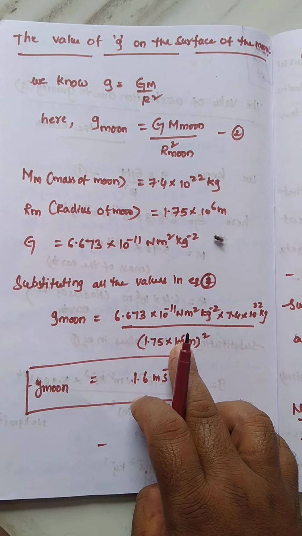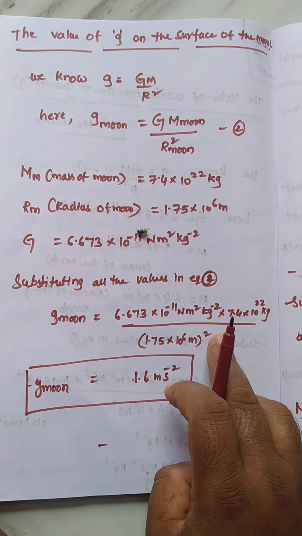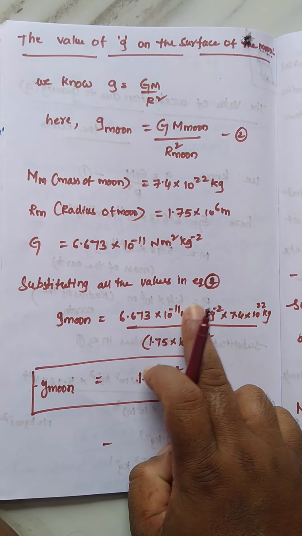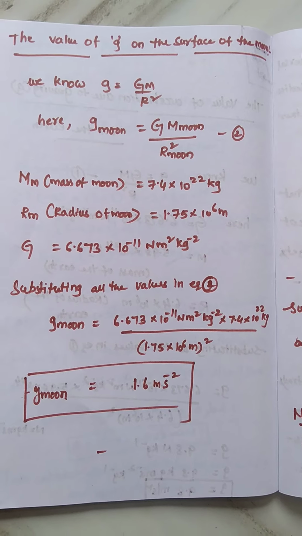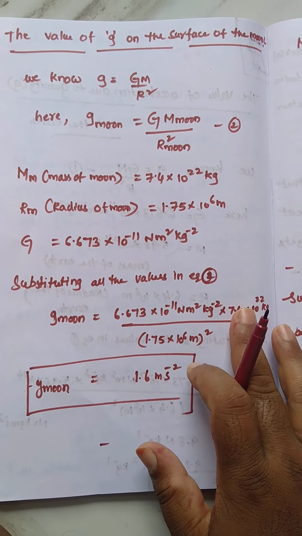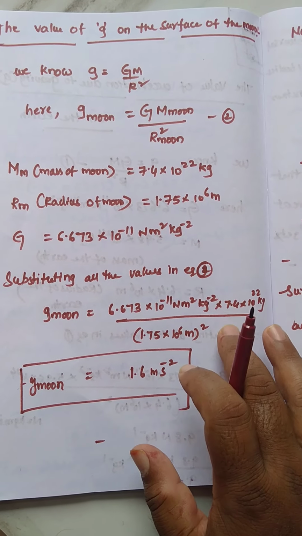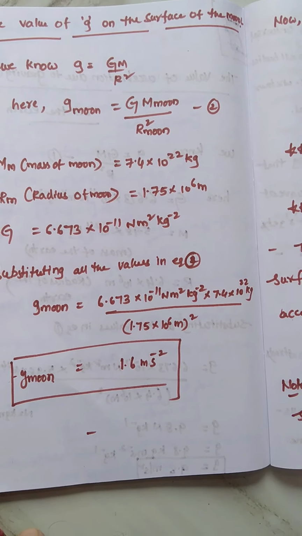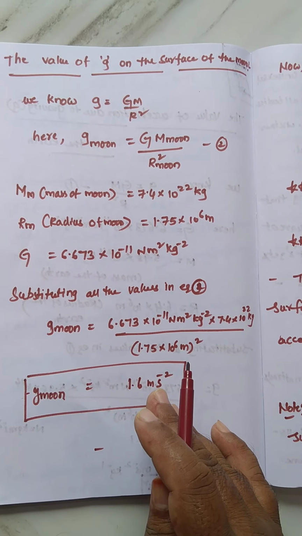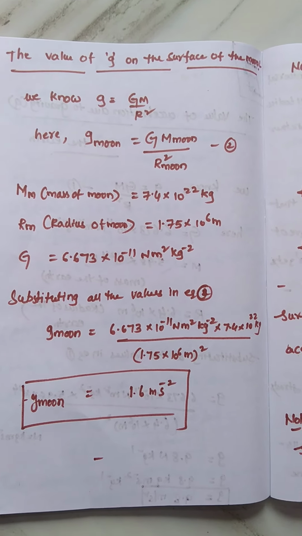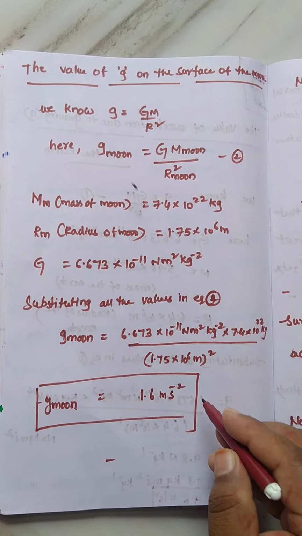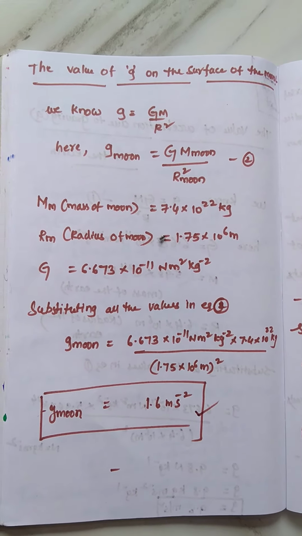Now 10 power 6 whole square gives 10 power 12. Then minus 11 minus 12 is minus 23. 10 power minus 23 into 10 power 22 is 10 power minus 1, which you can write as 1 by 10. You can do all these calculations using a calculator. In examinations also a calculator is allowed, no problem. Using the calculator you can calculate.